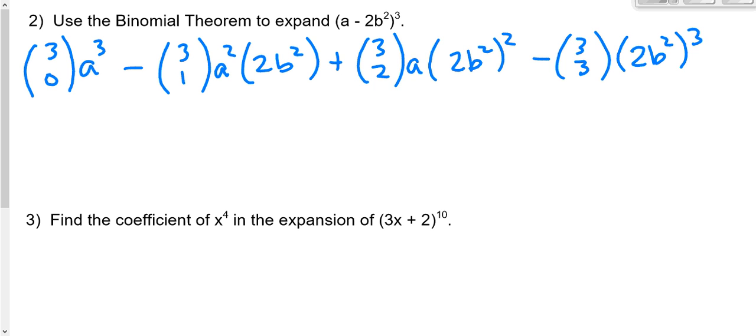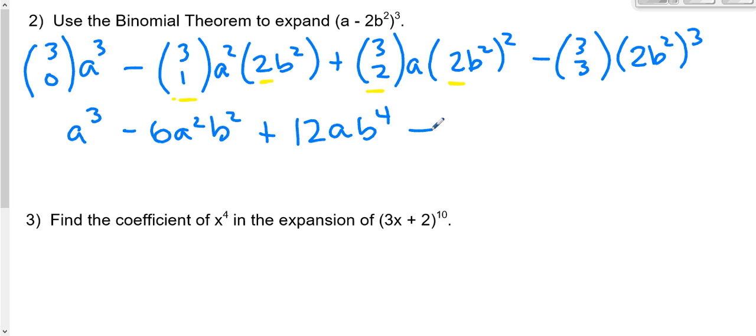Now, let's go ahead and simplify this. So 3 choose 0 is 1. We have 1a cubed. 3 choose 1 is 3. We also have the 2. So we have 3 times 2. So we have minus 6 a squared b squared, plus 3 choose 2 is also 3 times the 2 squared. So 3 times 4 gives us 12. So we have 12a b to the 4th minus, and 3 choose 3 is 1, and then we have 2 cubed, so 1 times 8. So we have 8 b to the 6th power.